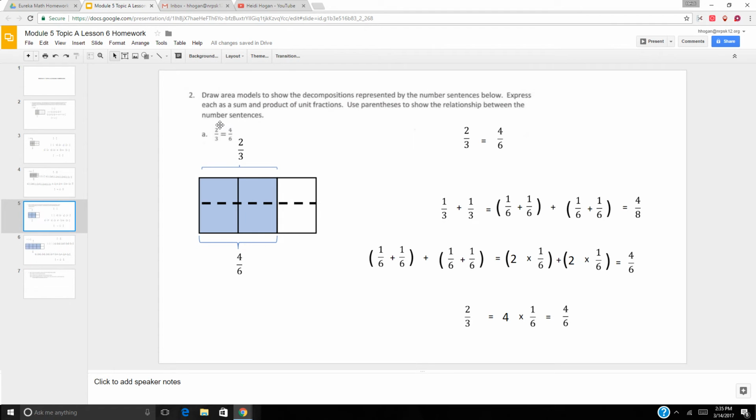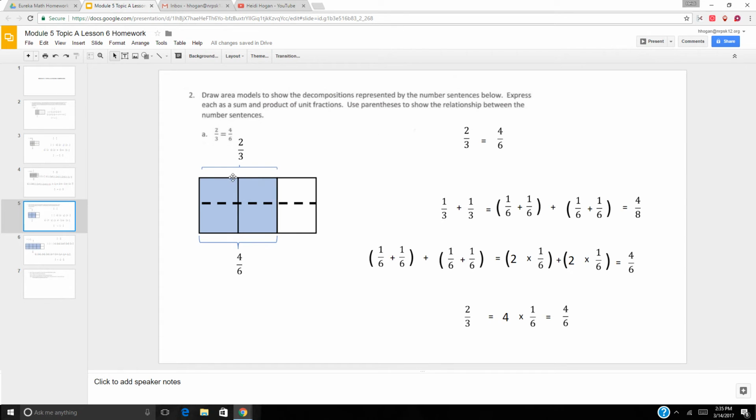So they want us to show and prove that 2/3 is equal to 4/6. So first we have to make 2/3. 1, 2, 3. So thirds, shade 2 of them, that's 2/3. They want us to decompose it into sixths. So I know that 2 times 3 is 6. So I need to make 2 sections. 1, 2, 3, 4, 5, 6.